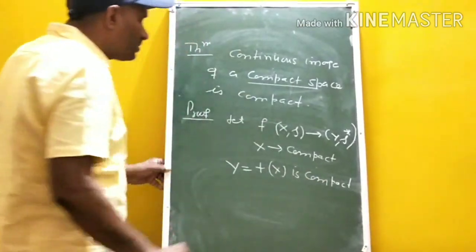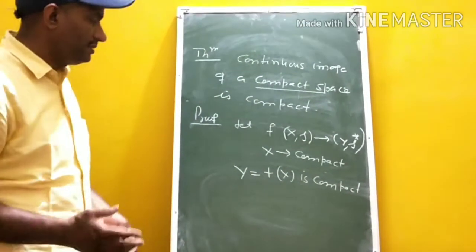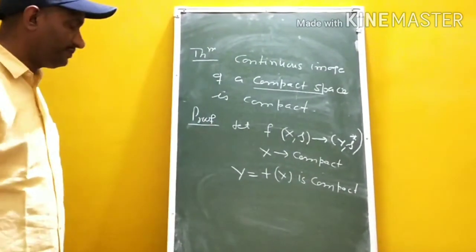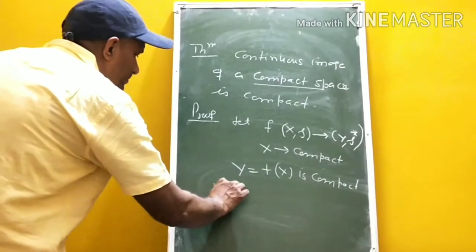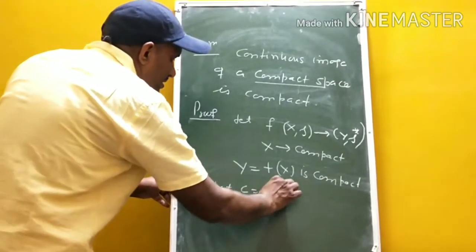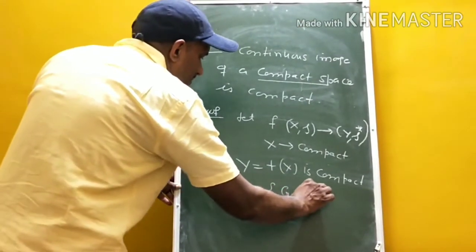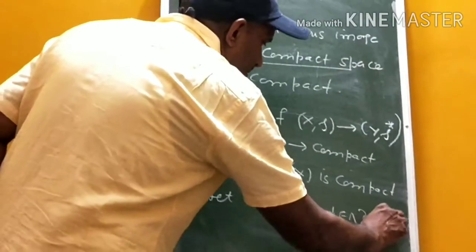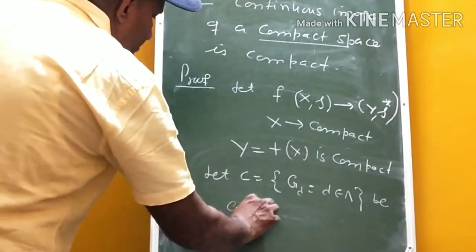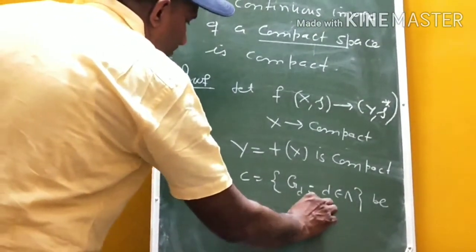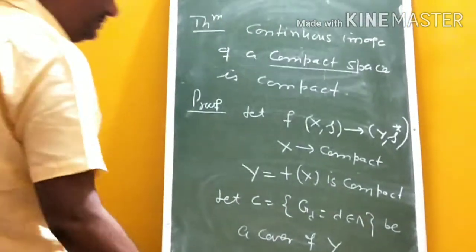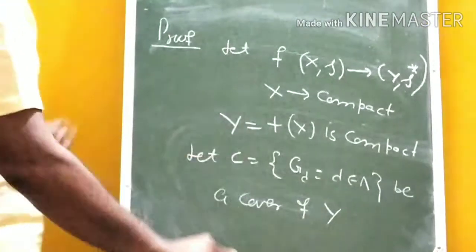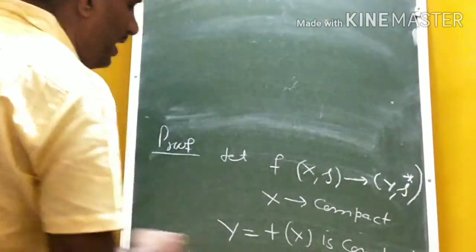To show Y equal to f(X) is compact, we take first its cover, and from that cover we draw a subcover. Let C equal to G lambda, lambda belongs to gamma, where gamma is an index set, be a cover of Y. Now this is the cover of Y.